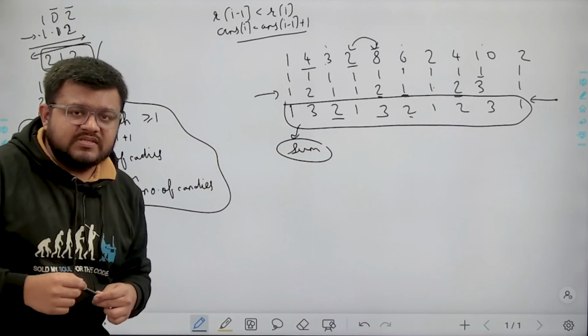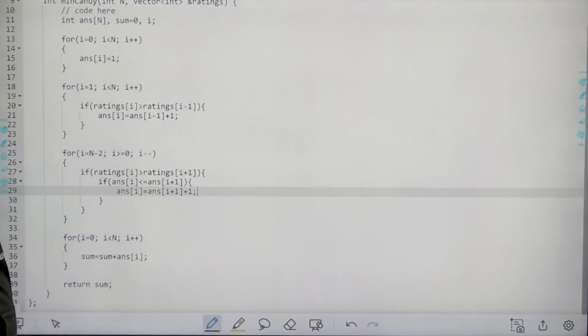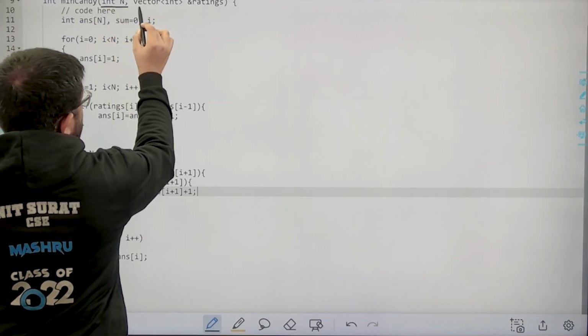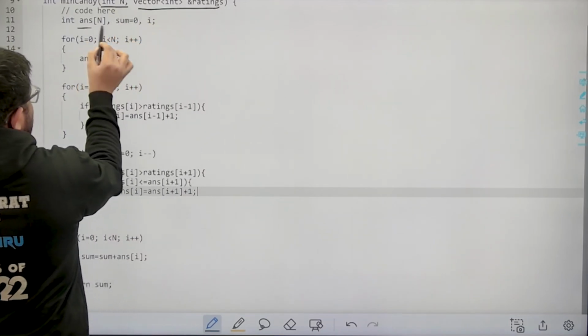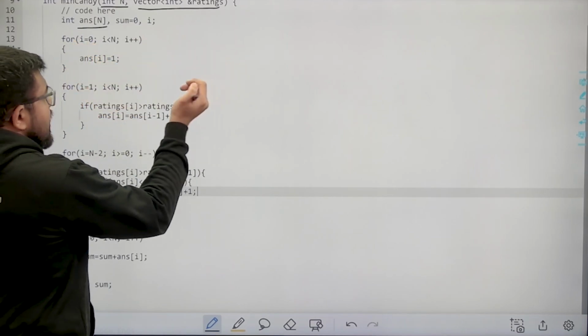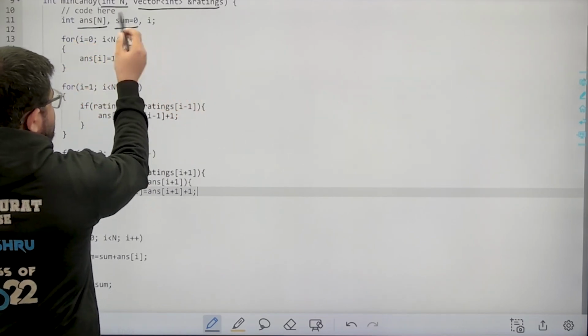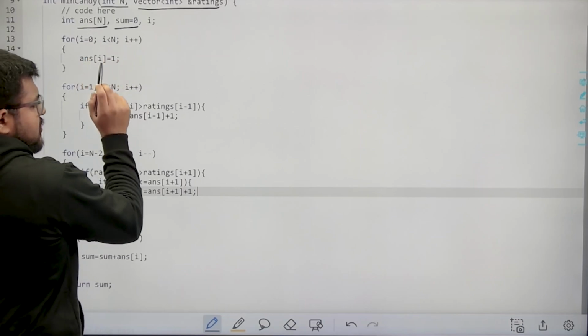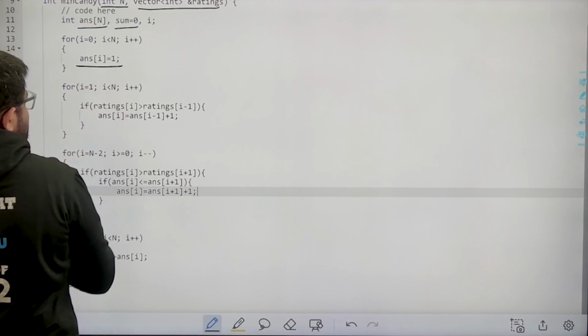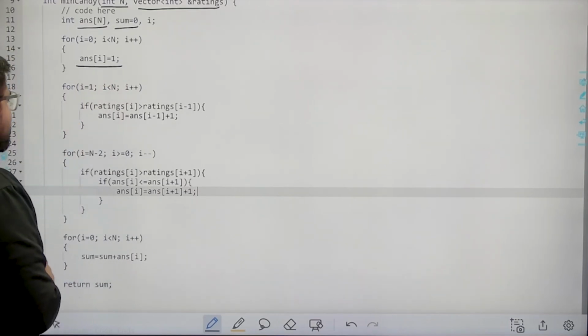Now let's look at its actual implementation. So if I look at the actual implementation, I have taken n as given in the input, the total number of children, and this is the ratings. I have taken one answer array where answer of i denotes the number of candies given to the ith child. I have taken sum equal to 0, which will finally store the total number of candies. Initially I have marked answer of i as 1 because every child will get 1 candy.